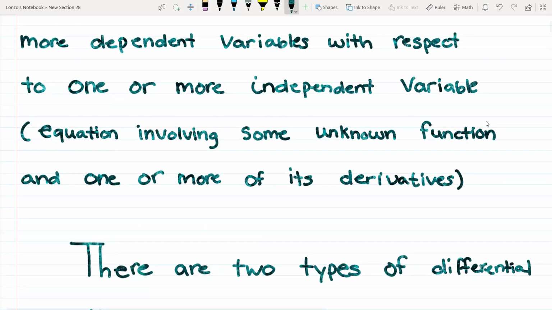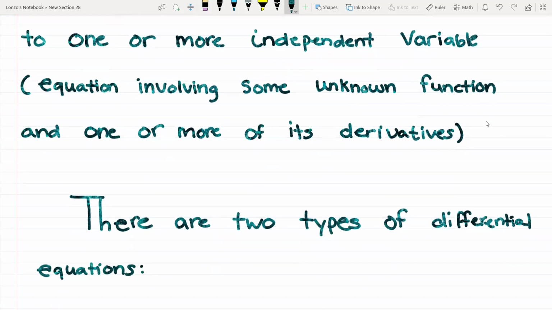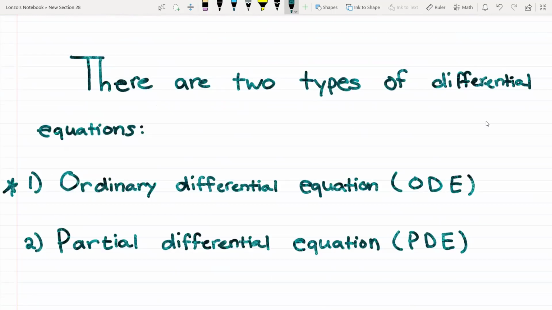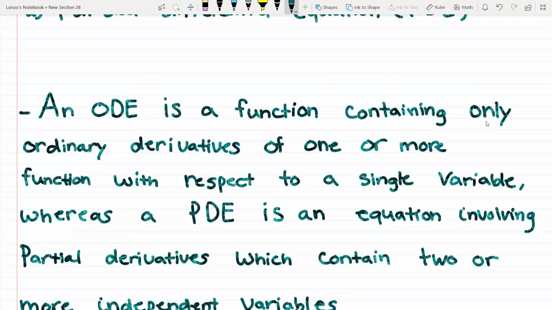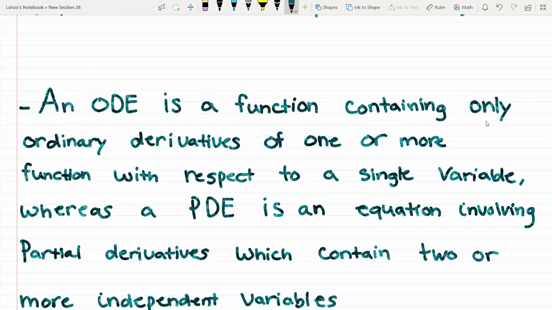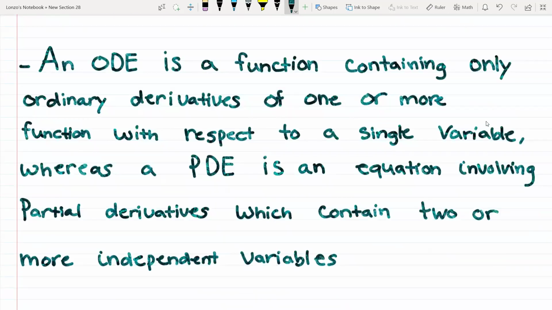But first, I want to talk about the two types of differential equations. We have what's called an ordinary differential equation, which I'll abbreviate as ODE, and we have partial differential equations. In this lecture, I'm just going to go over ordinary differential equations, meaning we're going to do problems related to ordinary differential equations. An ODE is an equation containing only ordinary derivatives of one or more functions with respect to a single variable, whereas a partial differential equation is an equation involving partial derivatives, which contains two or more independent variables.